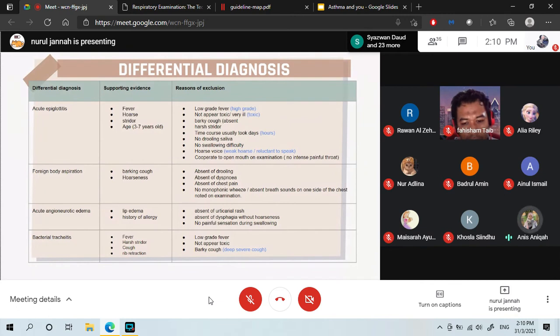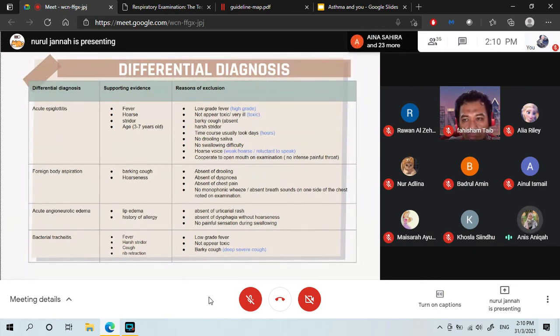This patient also has barking cough and hoarseness. But why do we exclude this disease? To exclude foreign body aspiration, we need to do an investigation later on using X-ray. There is no history of choking. There is no drooling, no dyspnea, no chest pain, and also no monophonic wheezing or absent breath sounds during examination. And also, the next one is acute angioneurotic edema.